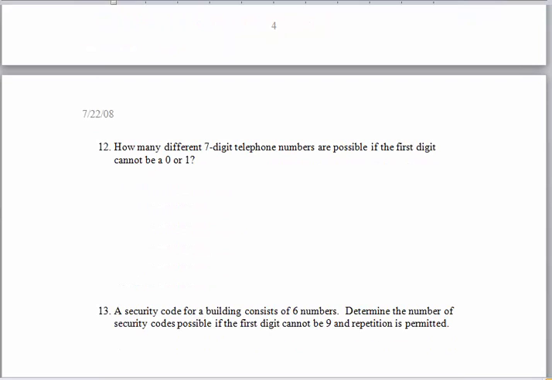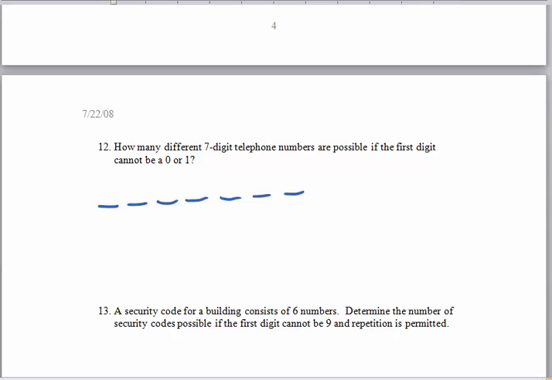Alright, and then 12 is a very similar problem. How many different 7-digit telephone numbers are possible if the last digit cannot be a 0 or a 1? Well, again, I have 7 slots, 1 for each digit of the phone number. They don't say anything about repetition, so we'll assume that we can repeat digits here.